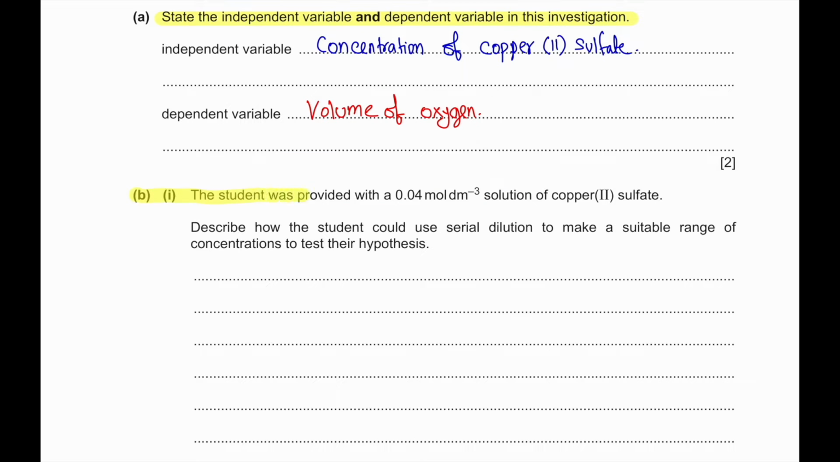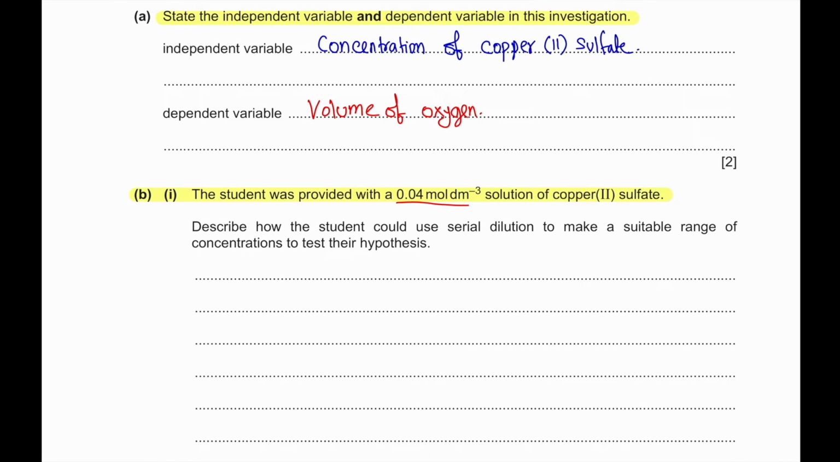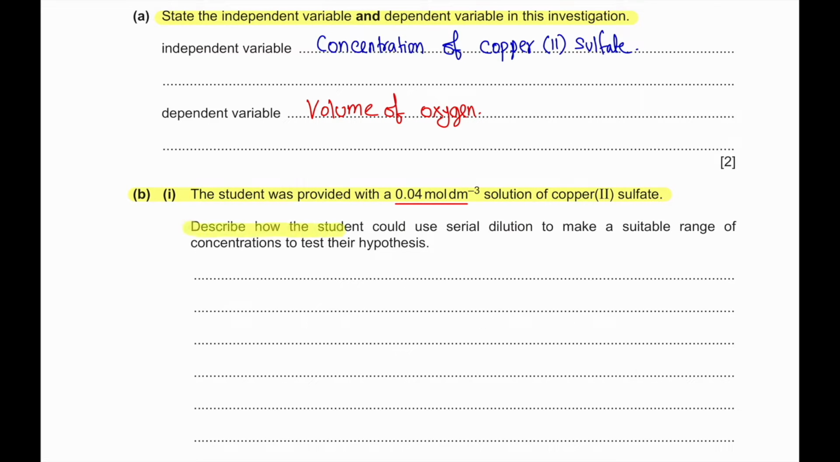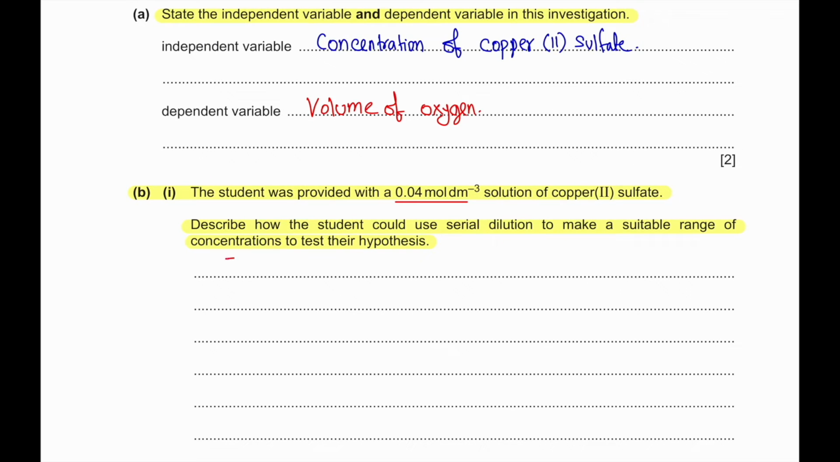Part B1. The student was provided with a 0.04 mole per dm cube solution of copper 2 sulfate. So this is the stock solution, we believe. Describe how the student could use serial dilution to make a suitable range of concentrations to test their hypothesis. Since the student is given 0.04 mole per dm cube copper 2 sulfate solution, the student can use serial dilution. All right, so the student can prepare a concentration.